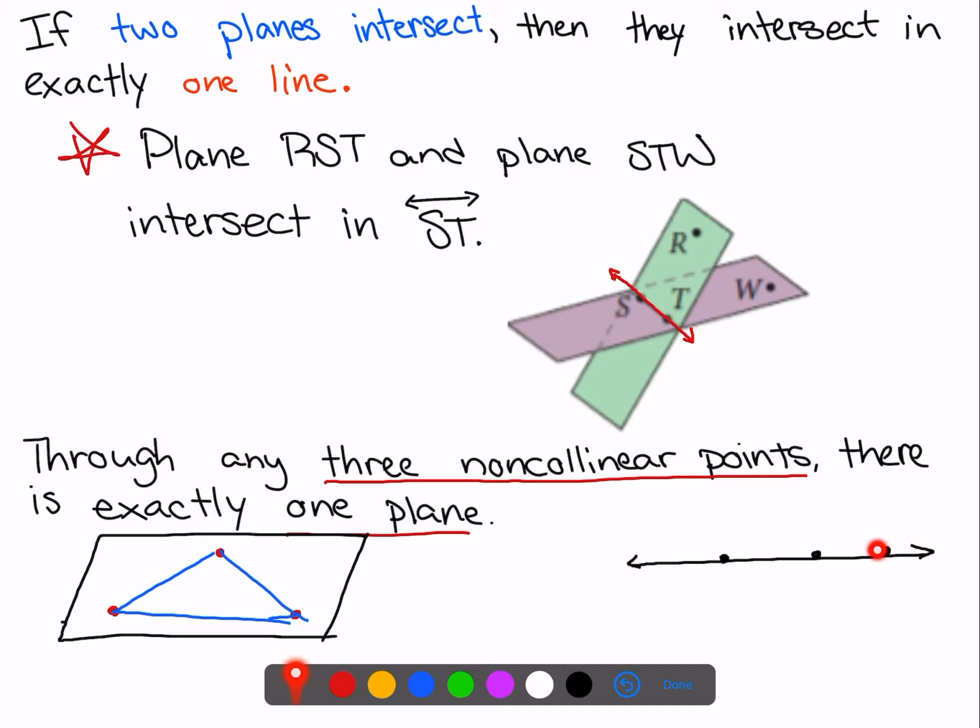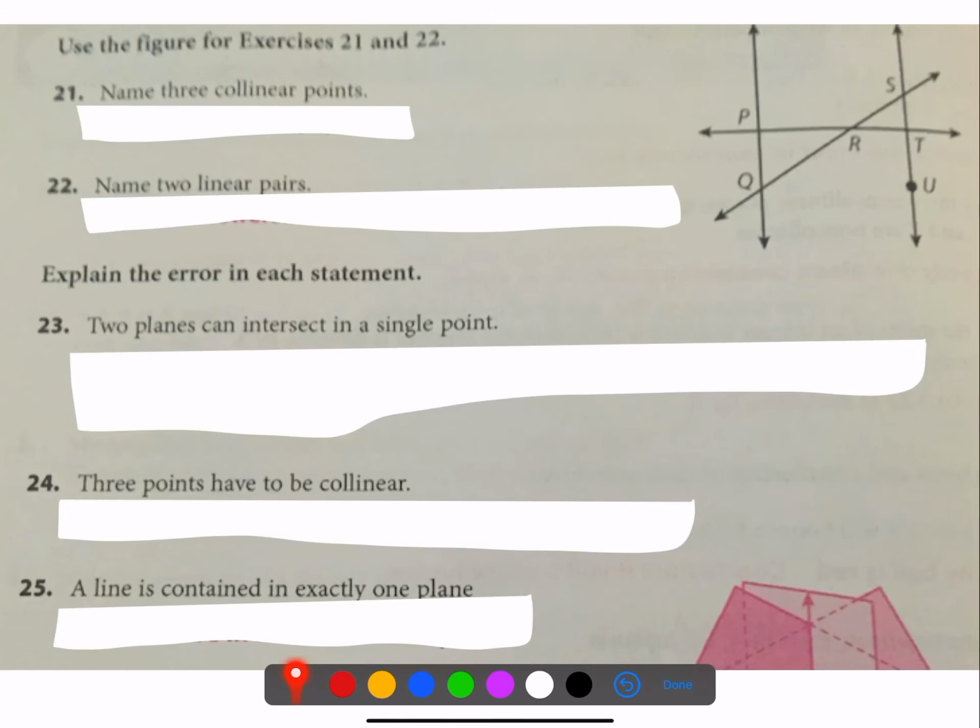Now you may be saying, can I create a plane out of 3 collinear points? No. They need to be non-collinear in order for us to create a plane. If I just have 3 collinear points, that's not enough to create a plane. They need to be non-collinear. Very important. All right. Go ahead and take a second, try these out if you'd like, and then we'll go through them.